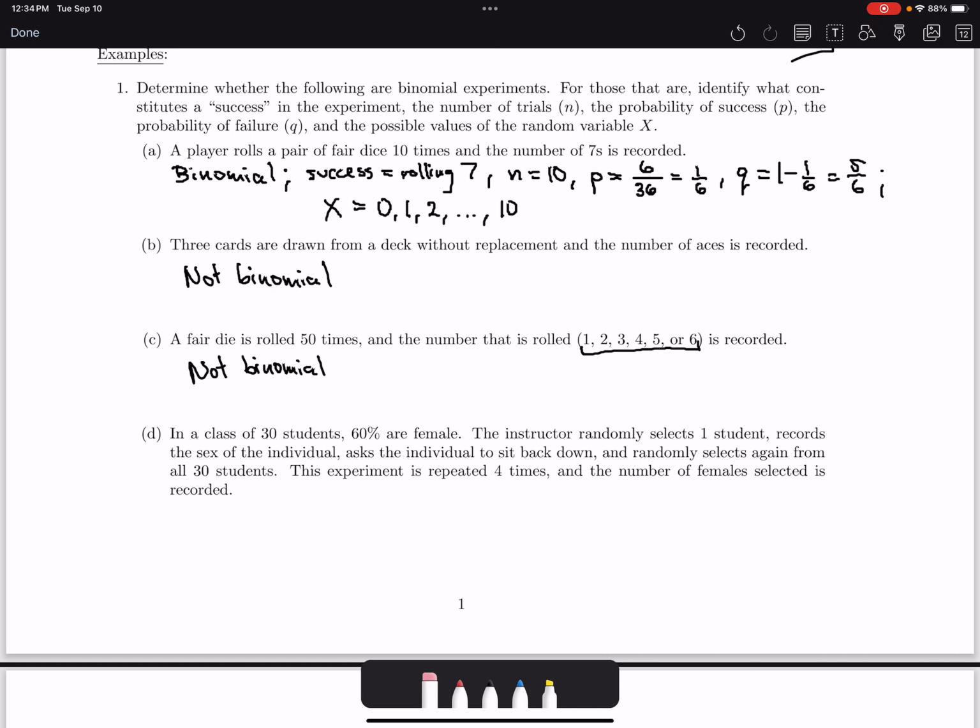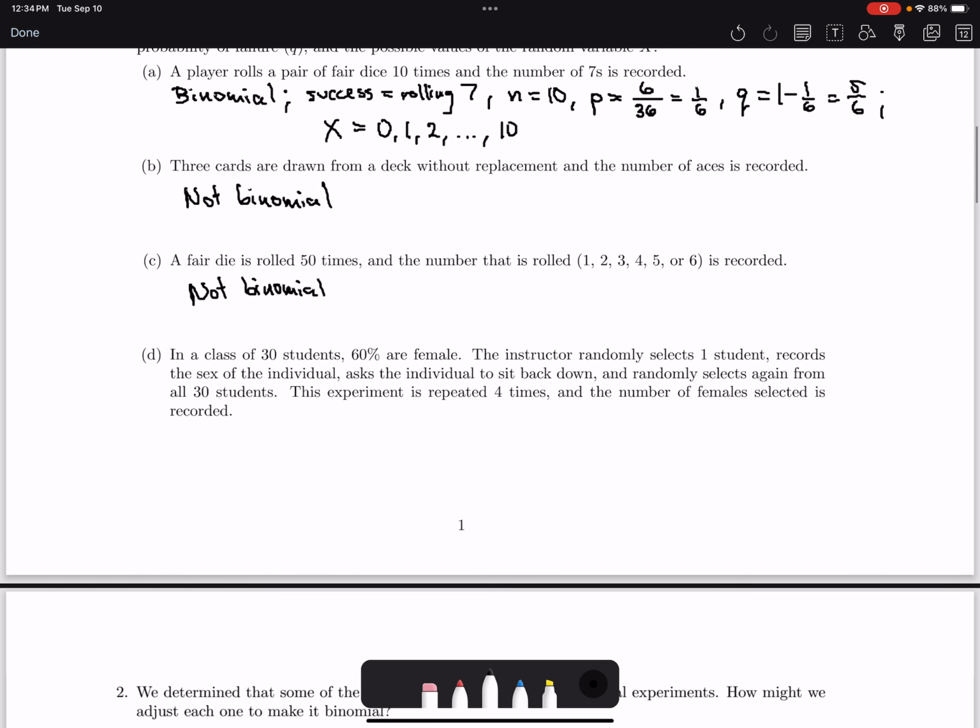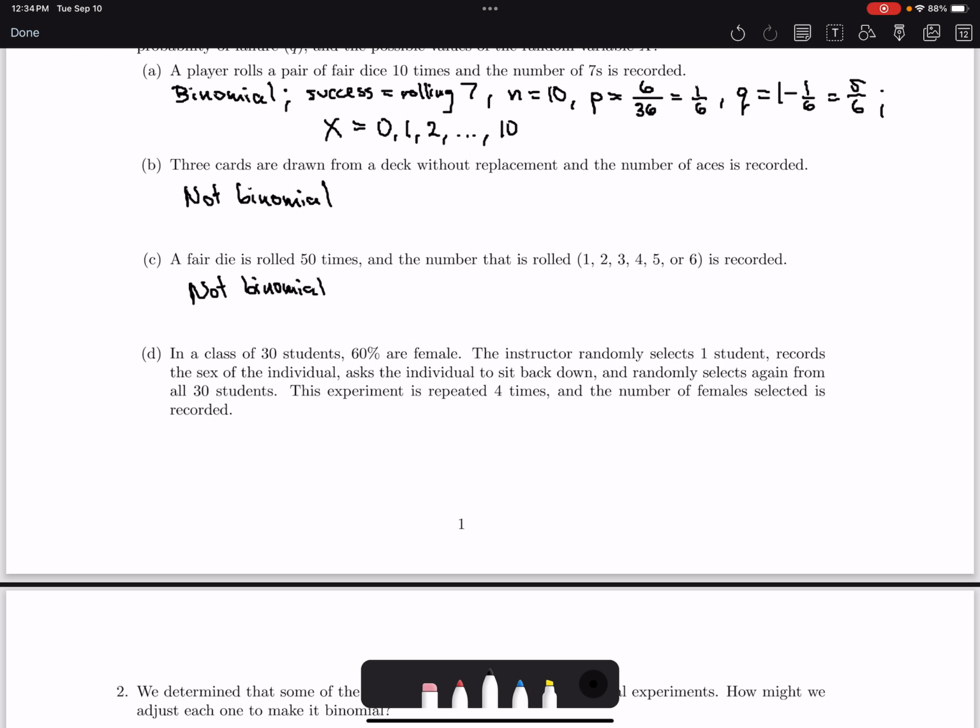Okay, part D. In a class of 30 students, 60% are female. The instructor randomly selects one student, records the sex of the individual, asks the individual to sit back down, and randomly selects again from all 30 students. This experiment is repeated 4 times, and the number of females selected is recorded. So this one would be binomial, and I would encourage you to pause the video and think through that and make sure it meets all 4 of those conditions, but it does.